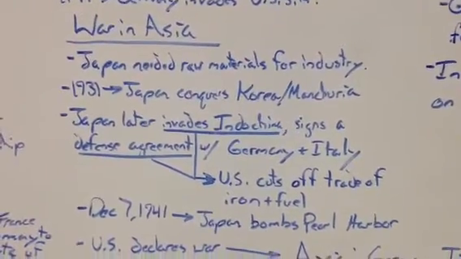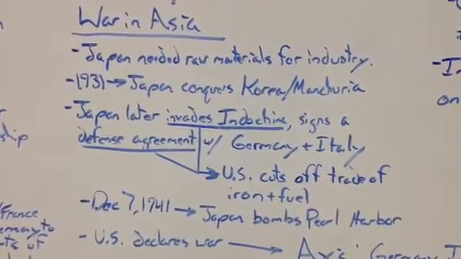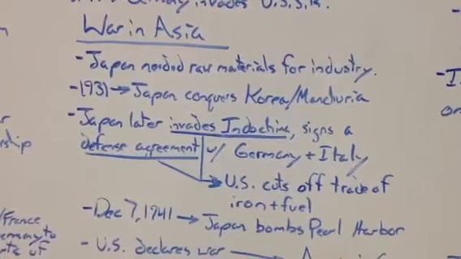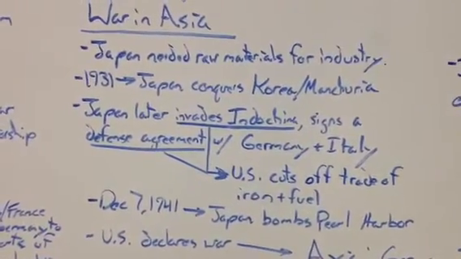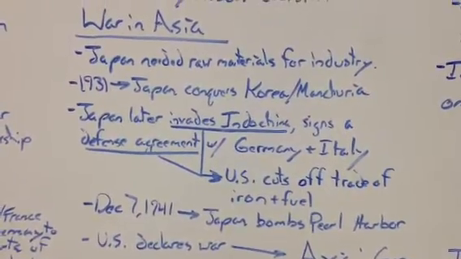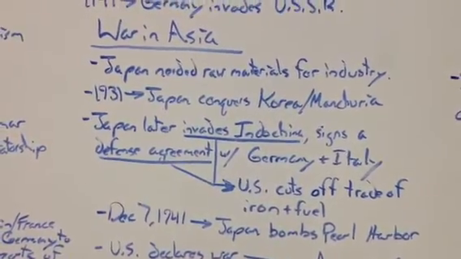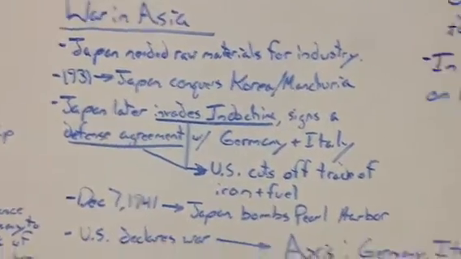In the same year, they also signed a defense agreement with Germany and Italy. They're basically agreeing that if anybody attacks any one of those three countries, the other two will come in and declare war on the attacker. The U.S., between these two things, between the Japanese invasion of Indochina and Japan signing the defense agreement, the U.S.